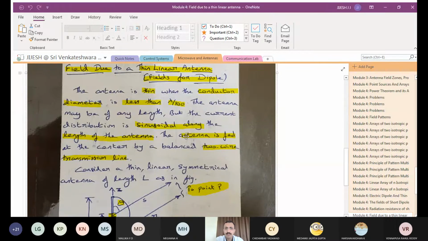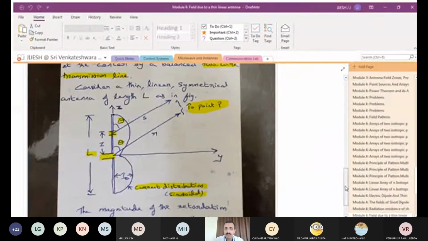For a thin linear antenna, the condition is lambda by 100, and you take an antenna which may have a length L, with the current distribution sinusoidal along the length of the antenna and the feed element at the center. This is the figure we have drawn, where you can see the sinusoidal current distribution. The entire length of the antenna is L.